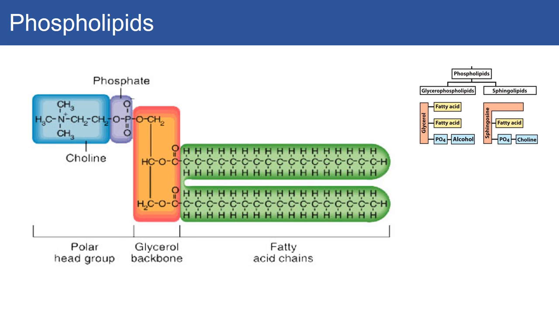So let's talk about phospholipids. Phospholipids are a very broad class of lipids that are a major component of cell membranes. They form lipid bilayers because of their amphiphilic characteristics, meaning you have a polar head group and you have fatty acid chains that are very, very nonpolar. Again, phospholipids are composed of two main groups: glycerol phospholipids and sphingolipids. We have a choline, which is a polar head group. We have a glycerol backbone, and then we have fatty acid chains in there.